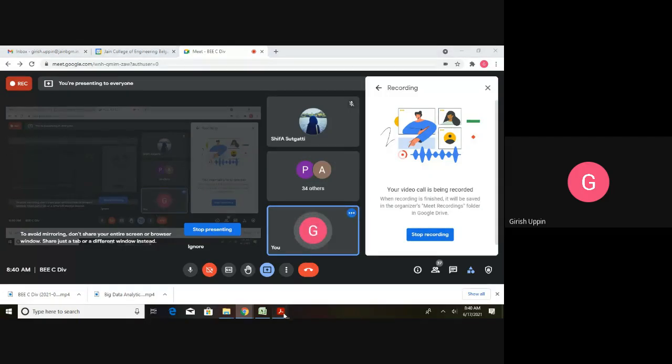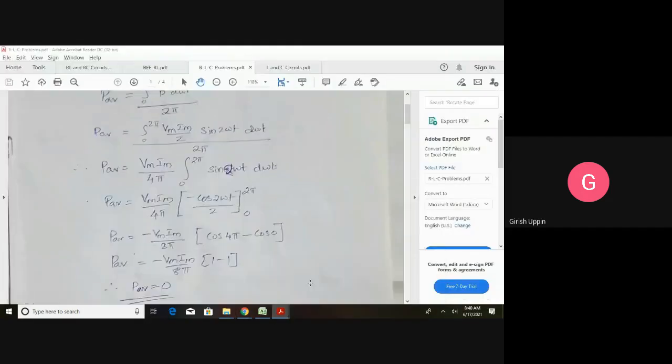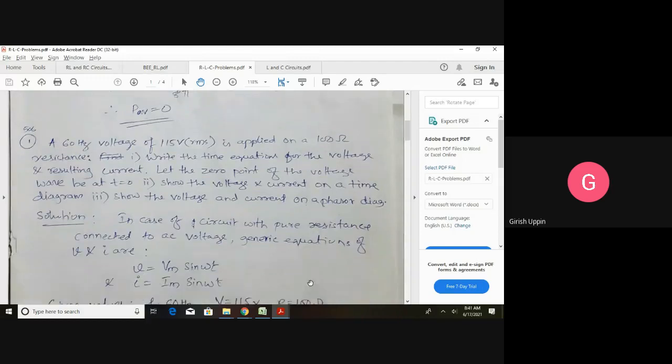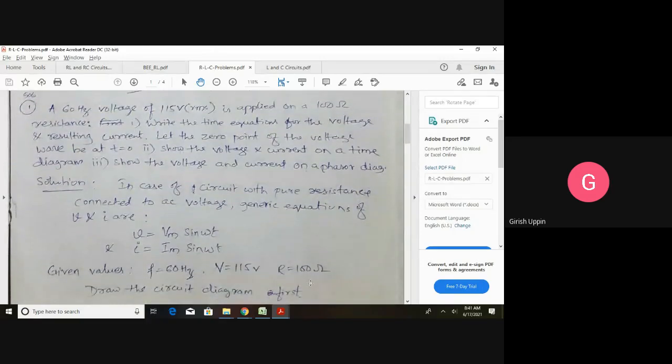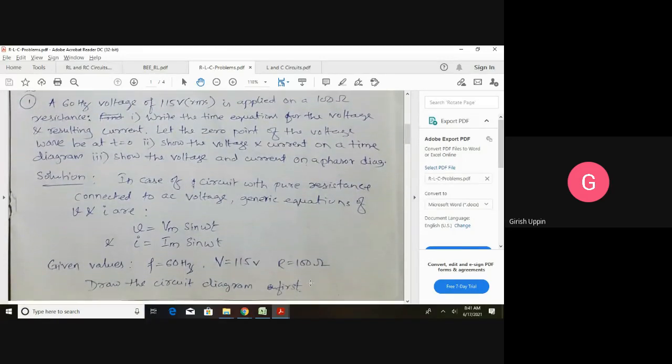In today's class, we will solve some problems based on the R connected to AC circuit, pure inductance connected to AC circuit, and pure capacitance connected to AC circuit. Before proceeding with the problems, we will do a small recap. What is the behavior of the voltage and the current?